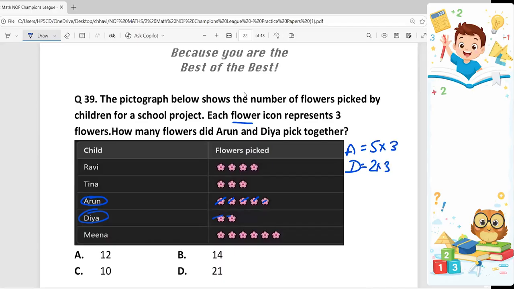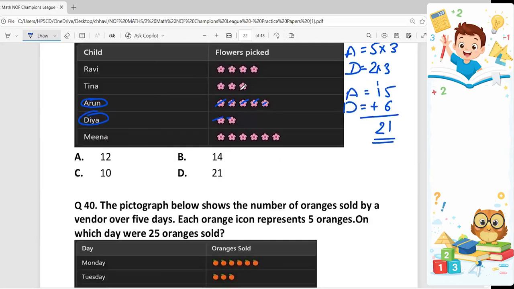Okay. So Arun is equals to 15. 5 3s are 15. And Diya is equals to 6. Totaling both gets 6 and 5, 11. 1 over here. It's 2. 21 flowers they have picked together. And for that, option D is the correct answer.